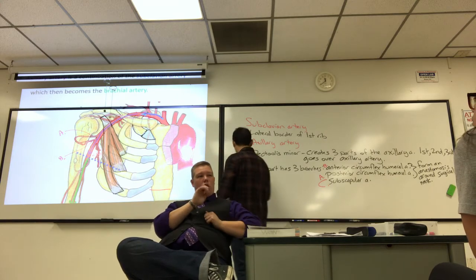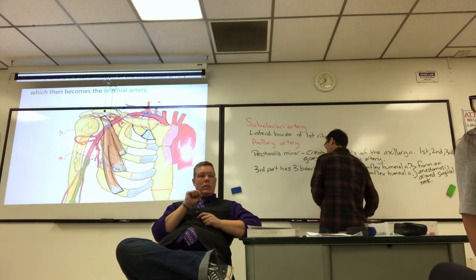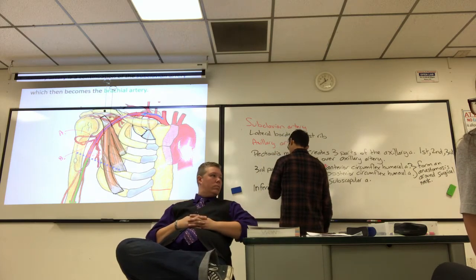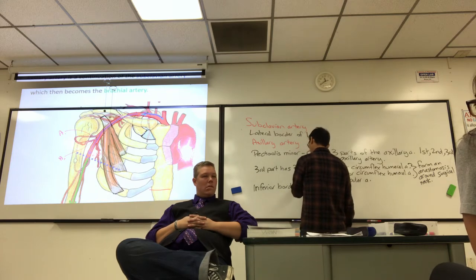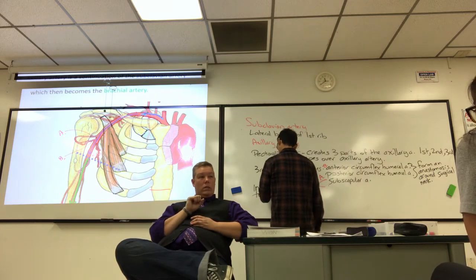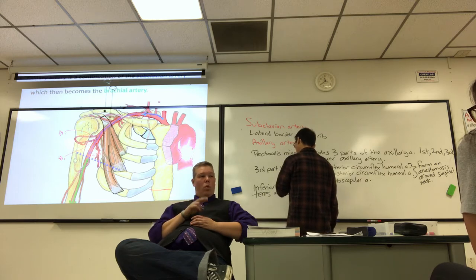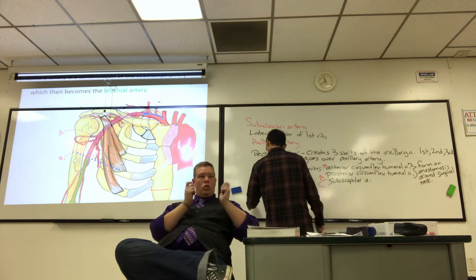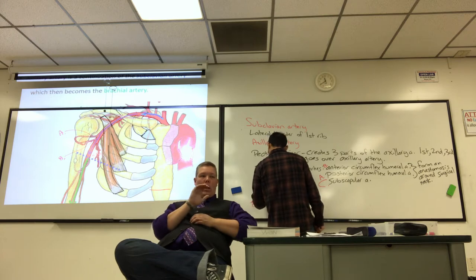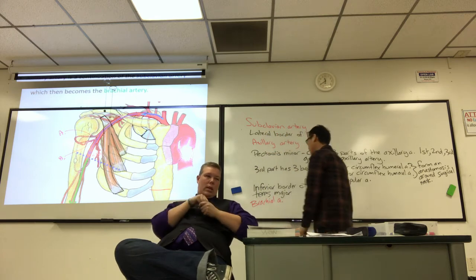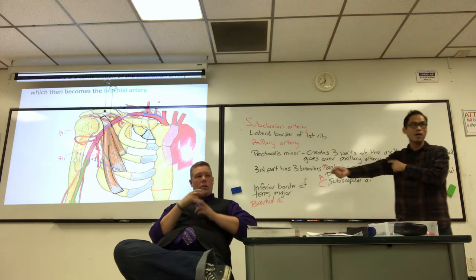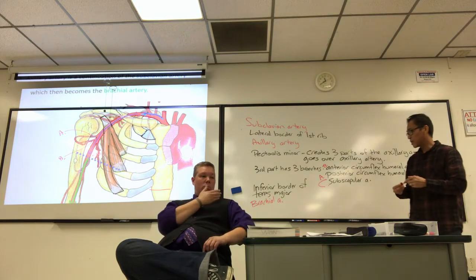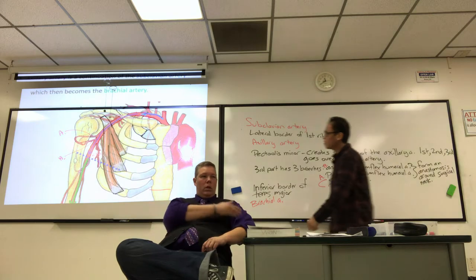And that's where you have another name change. Inferior border of teres major. Then the artery becomes the brachial artery, and you're in the arm. The artery is named after the region it's in. The brachium is the arm. In anatomy, the arm is the region between shoulder and elbow. That's the brachium. So this is the artery of the arm.